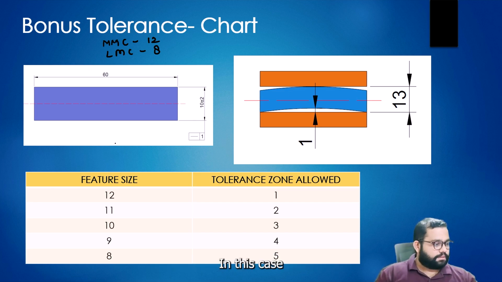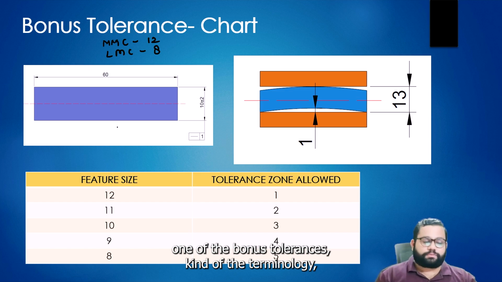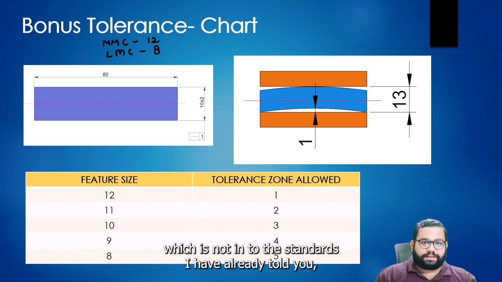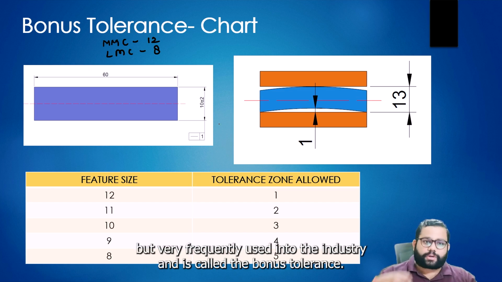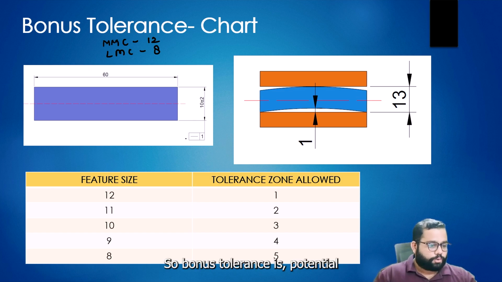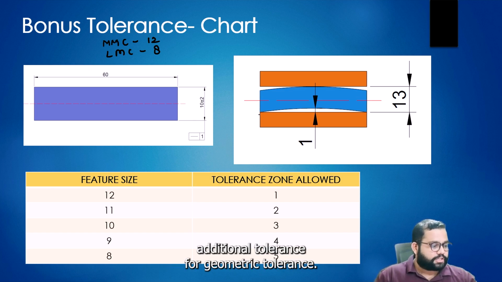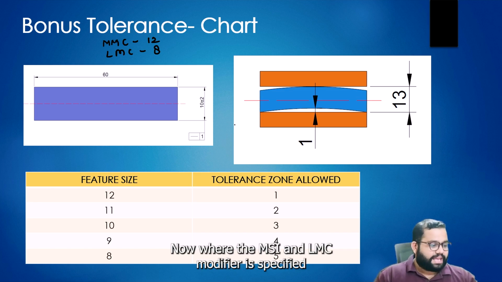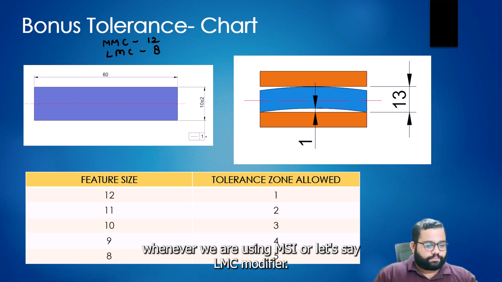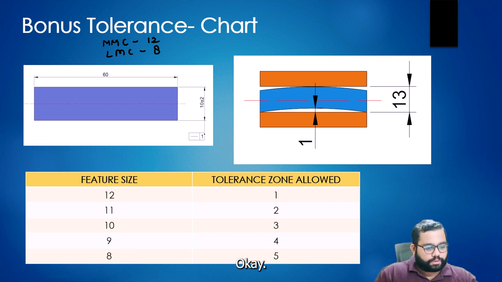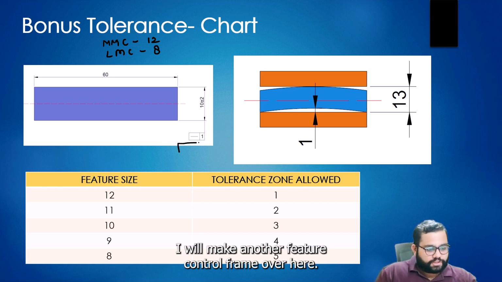Bonus tolerance is a terminology which is not in the standards. I have already told you, but it is very frequently used in industry and is called the bonus tolerance. Bonus tolerance is a potential additional tolerance for geometric tolerance, where the MMC and LMC modifier is specified, whenever we are using an MMC or LMC modifier. Over here, let's say I will make another feature control frame.